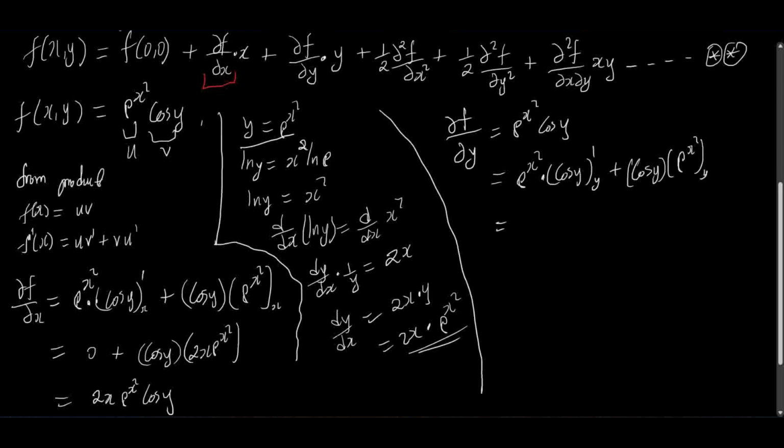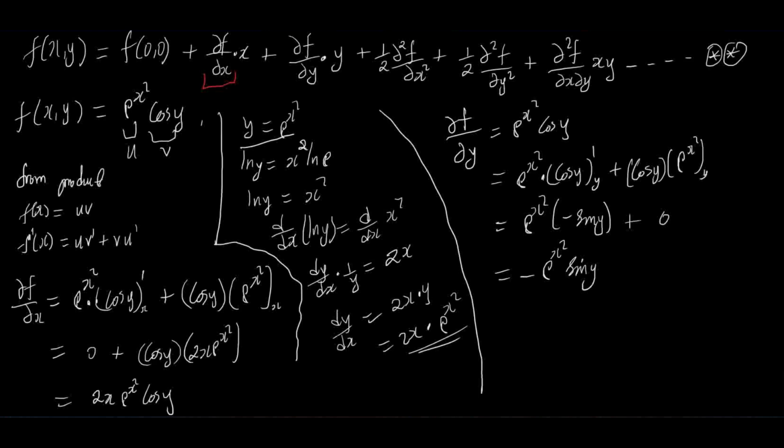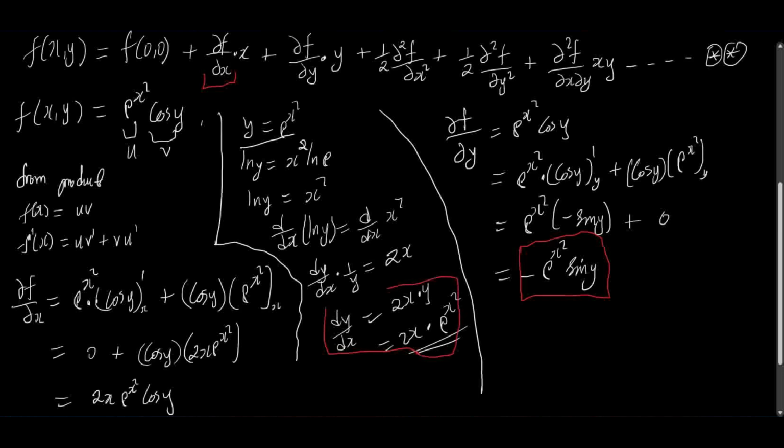So this will simply be e raised to the power x squared times minus sine y, since the derivative of cos y is minus sine y, plus the derivative of e to the power x squared with respect to y, which is 0. So this result will simply be minus e raised to the power x squared sine y. Now those are the different solutions for the derivative with respect to x and the derivative with respect to y. Those are the two solutions.